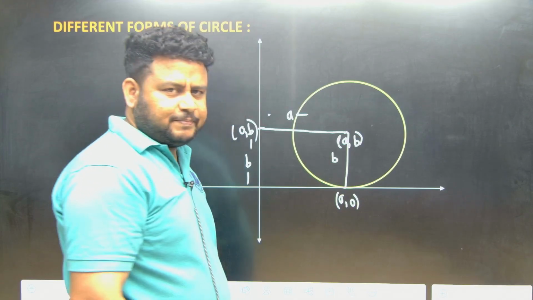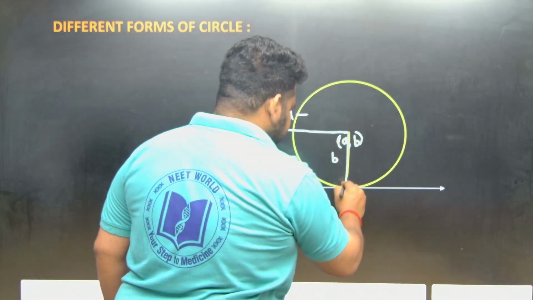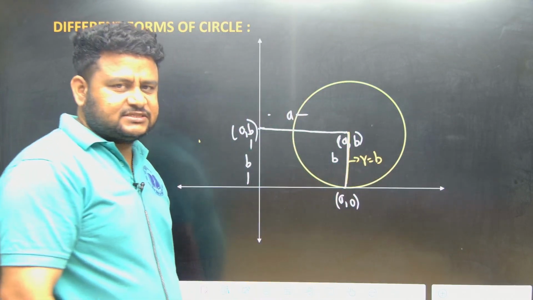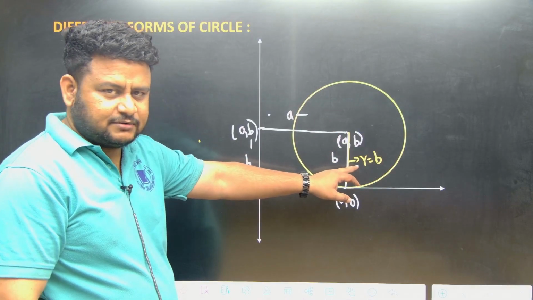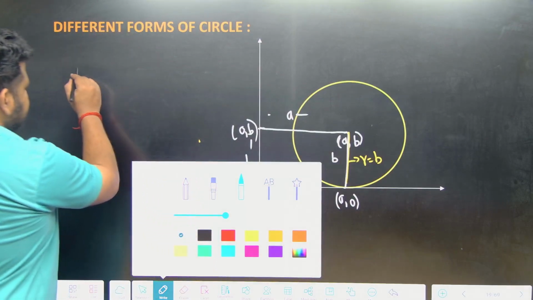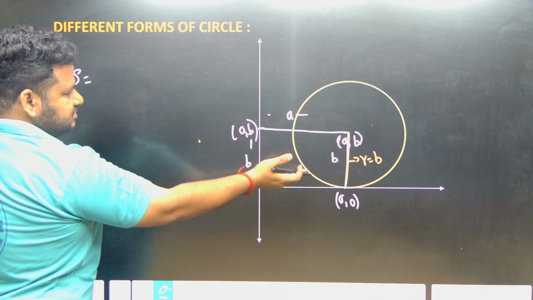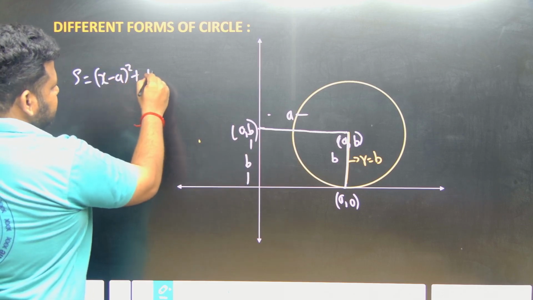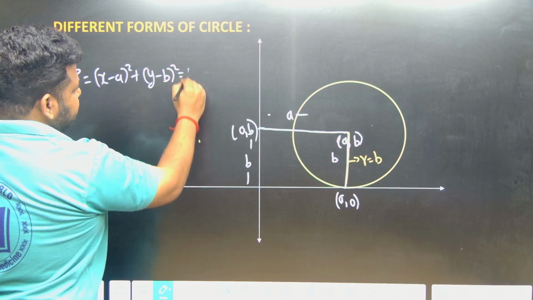Now, here you have to please pay attention. This vertical distance is b, which means this is nothing but the radius. The radius is equal to b. Now, what can we write as the equation of the circle for this one? We can write it in the standard form. Here the center is a comma b, and the radius is b. So it will become x minus a whole square plus y minus b whole square is equal to radius square, which is b square.